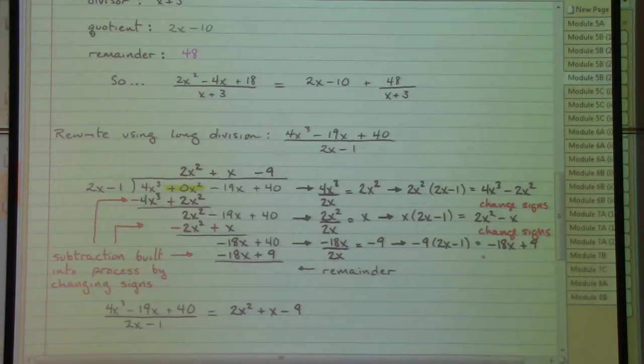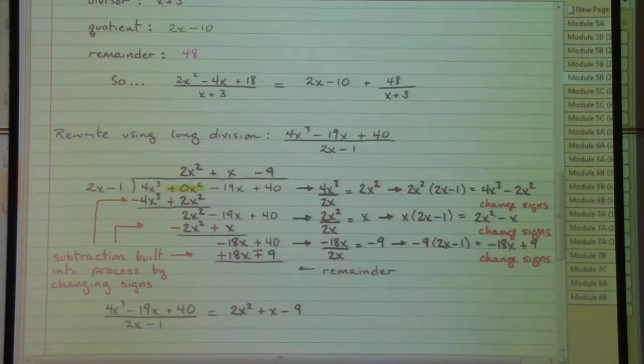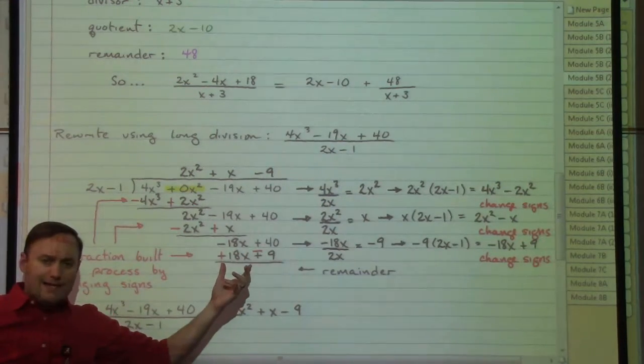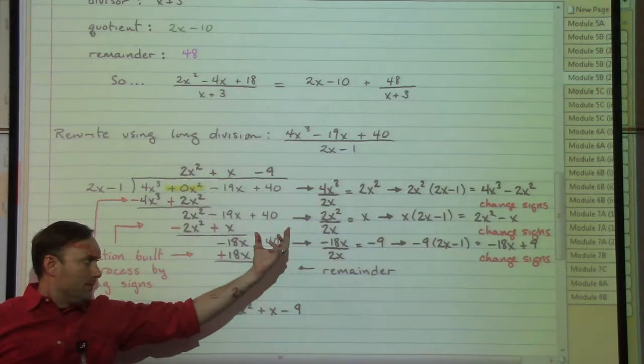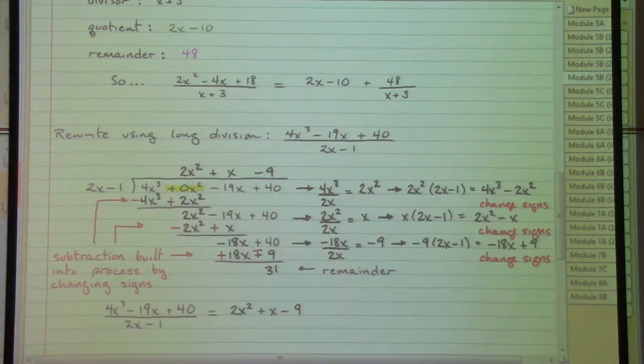Then the third part is to change signs. So we're going to change the minus to a plus. We're going to change the plus to a minus. And that will give us no more x. 40 minus 9 will be 31.